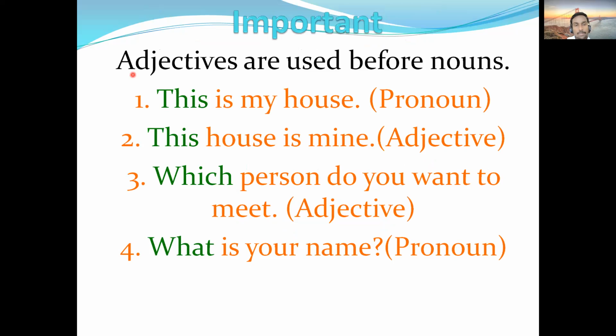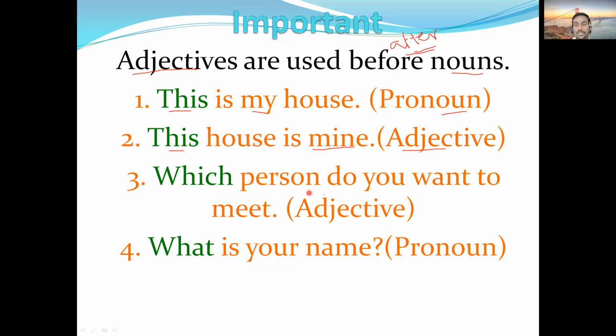So here we have studied that adjectives are used before the noun, but they can be used after also. In the beginning we studied that if it is before, that is attributive, and if it is after, in that case it is predicative. So I think I have just explained this to you. This is my house, this house is mine. So here this is a pronoun, and here this is an adjective. Okay, and another, my is an adjective here, mine is a pronoun here.